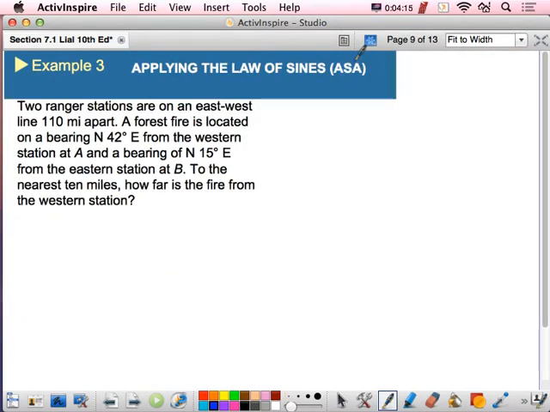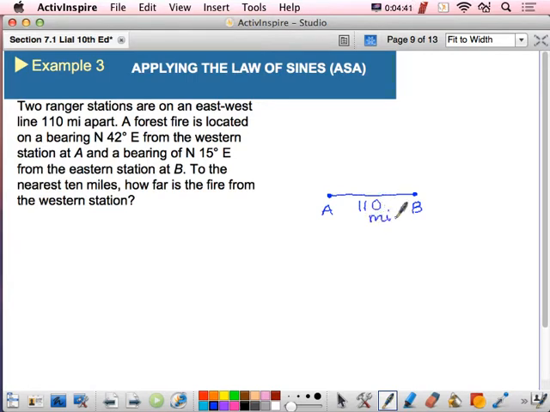So here's what we have for the next example. We have 2 ranger stations and they're located on an east-west line and they're 110 miles apart. So far here's what I know. There's a ranger station here and there's a ranger station here, and they're just saying to call this one A, this one B, and label the distance between them as 110 miles.